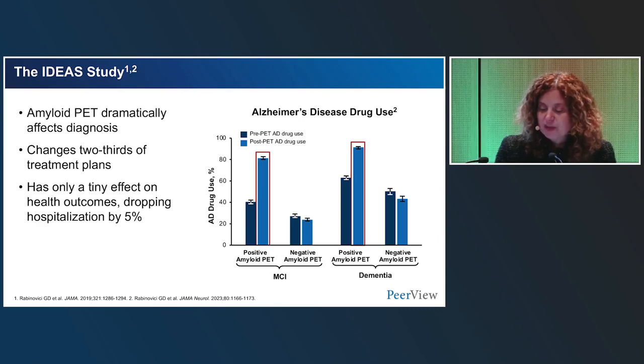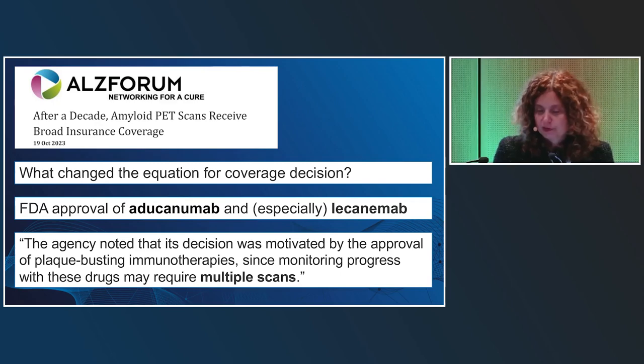This paper was published in October 2023, just before a further definition of amyloid PET reimbursement in the US, but this time the coverage was granted. Why? Because another history was developing, the history of disease-modifying drugs, especially, I would say at that time, lecanemab. And the reason for which the reimbursement was granted was motivated by the approval of this kind of drugs, since monitoring programs with these drugs may require multiple scans.